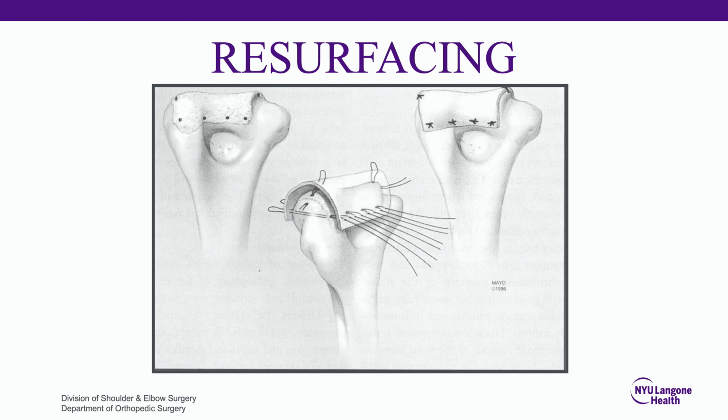This is a diagram. I've only done this procedure twice, and I did not take any pictures. But this illustrates the point. Basically taking an allograft, a biological allograft, and resurfacing the distal humerus.